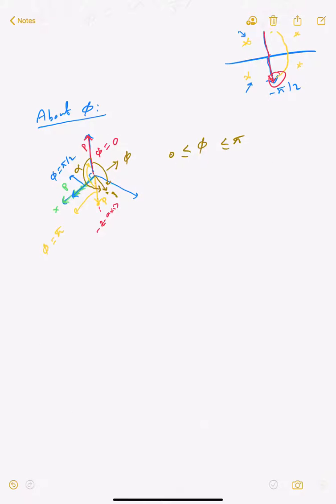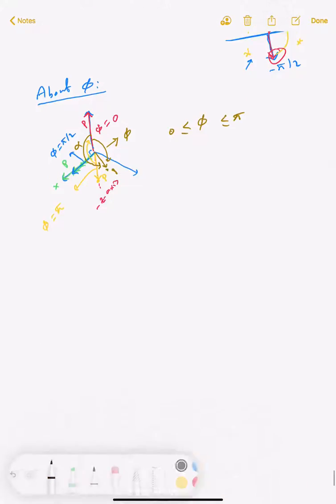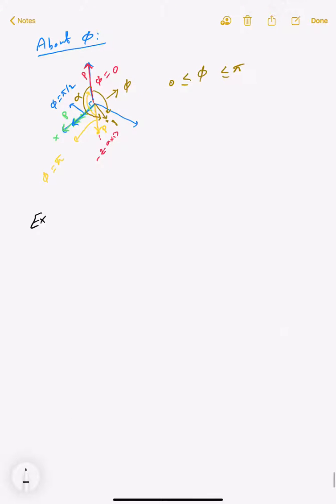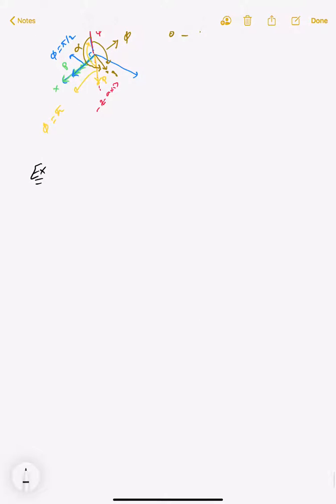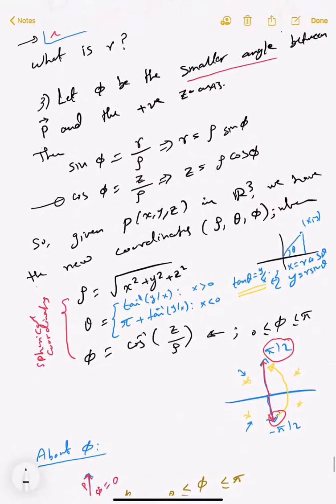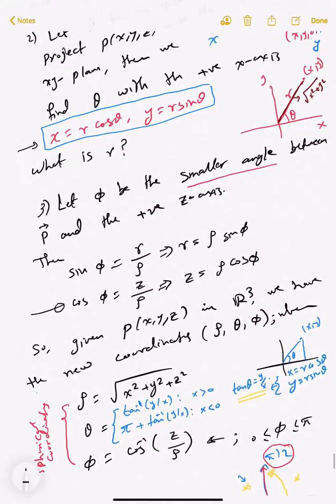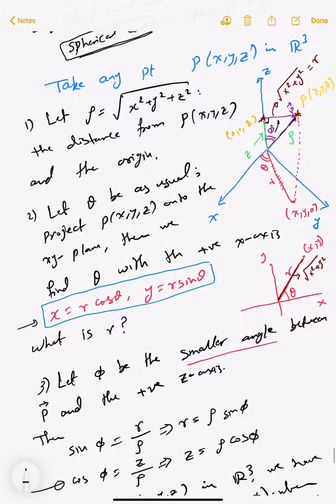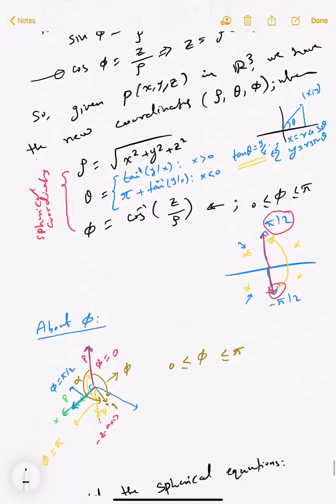And again, before seeing the sphere parameterization quickly, let's see, for example, the graph. So let's sketch the spherical equations, just to make sure that we understand the meaning of spherical coordinates. Let's see some equations in terms of rho, theta, and phi. But please, we need to remember the meaning of every single one. What is the meaning of rho? It's the distance from P to the origin. What's the meaning of theta? What's the meaning of phi?